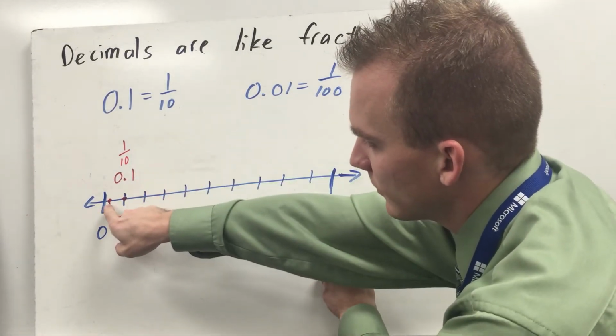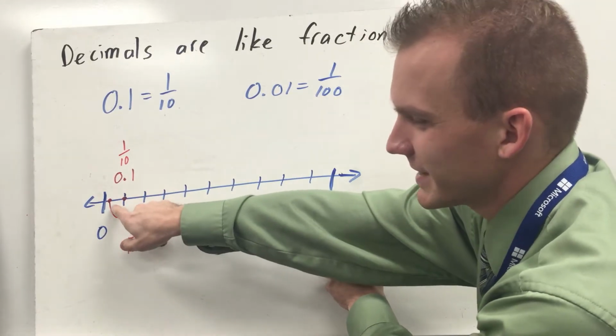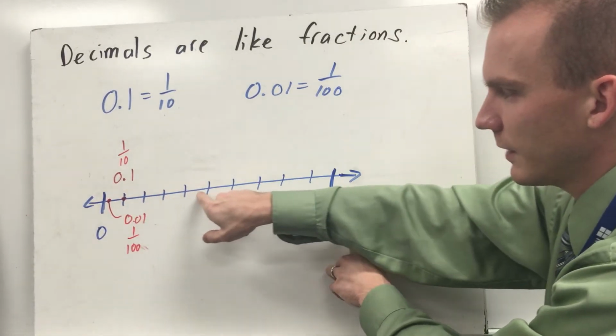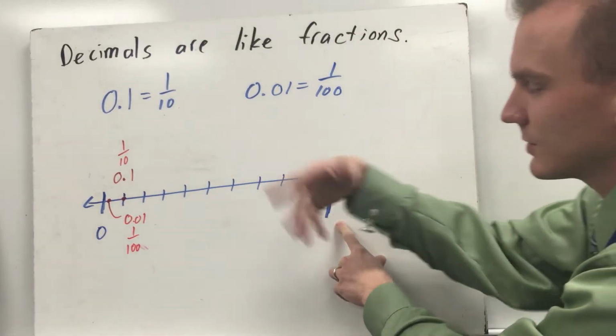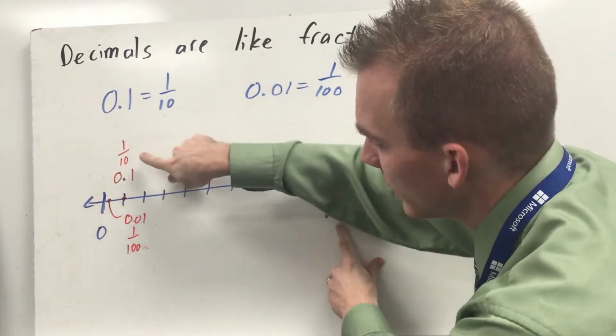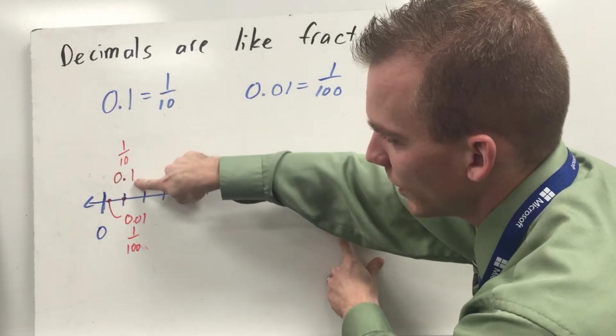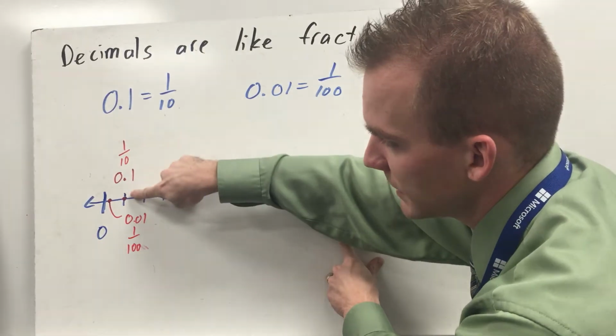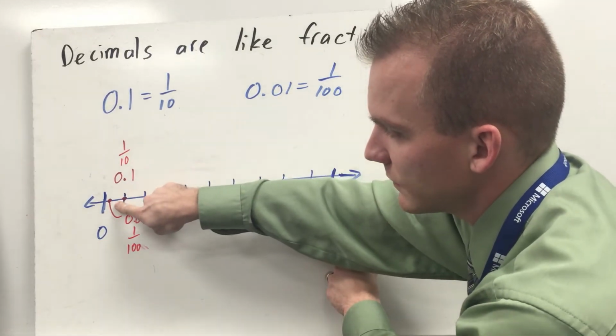I'll point out that I have this broken into 10 equal parts. 1, 2, 3, 4, 5, 6, 7, 8, 9, 10. So there's 10 equal parts, or close to equal. And right here is 1/10. So that would be this dot here. And then over here, even smaller than 1/10.